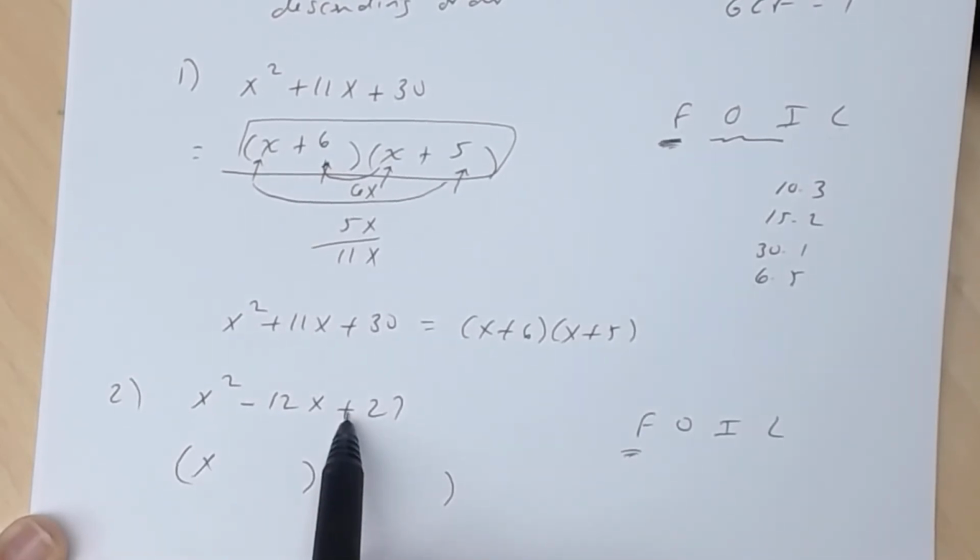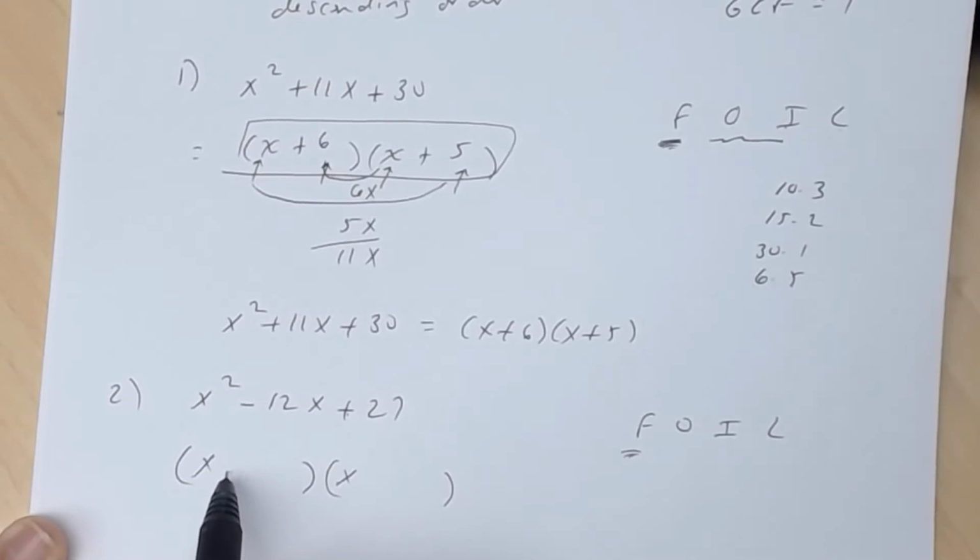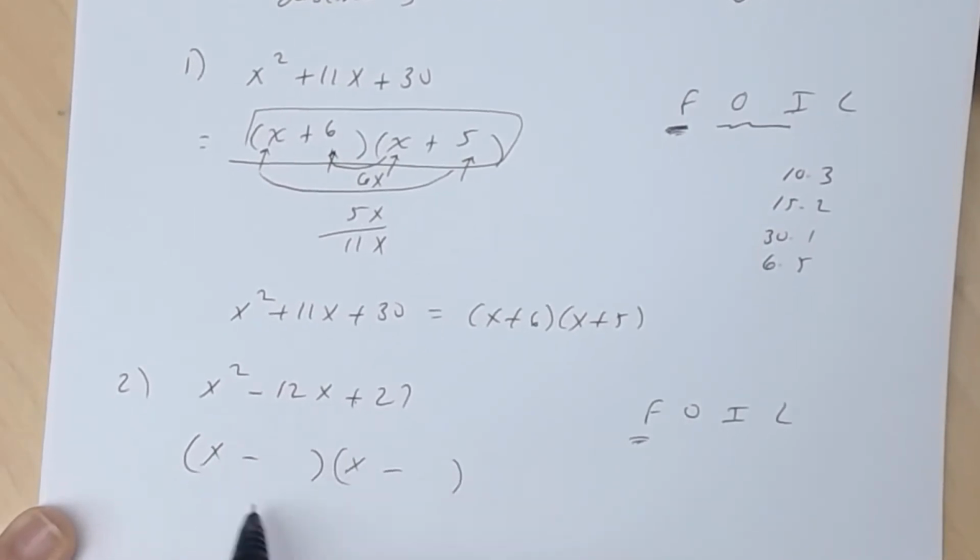The last sign is positive. That means the signs in here are the same. So either they're both negative or they're both positive. Well, they're going to be both negative because it's always going to be this middle sign that you're going to use. Because a negative times a negative is a positive. And when you look at the outer and the inner, they're both going to be negative. So a negative plus a negative is a negative.